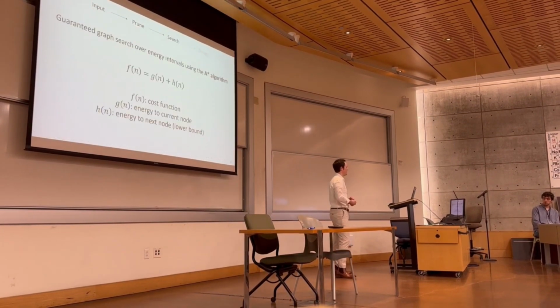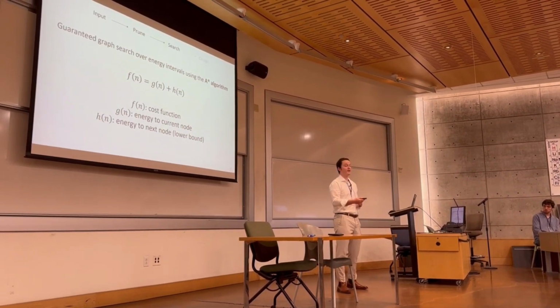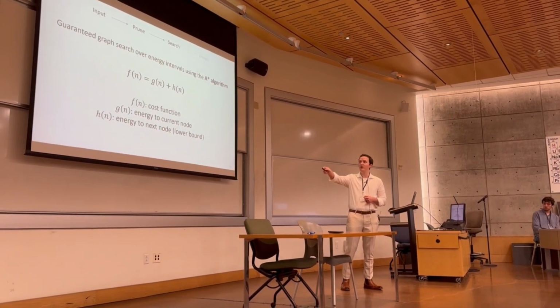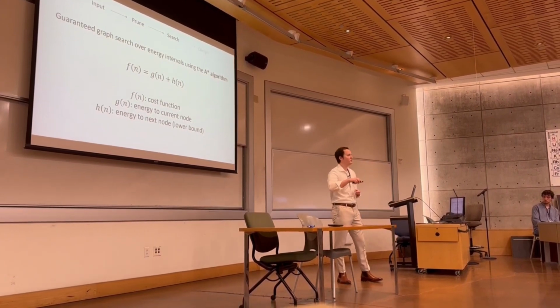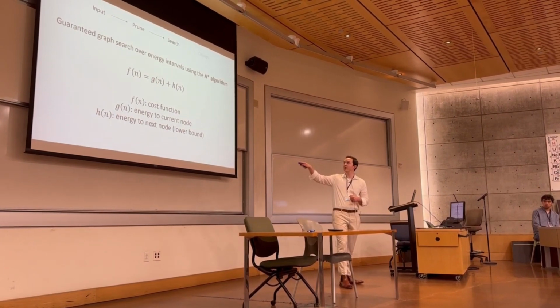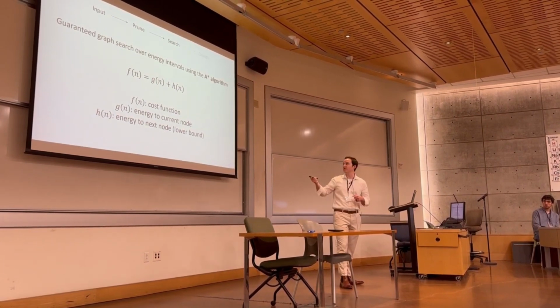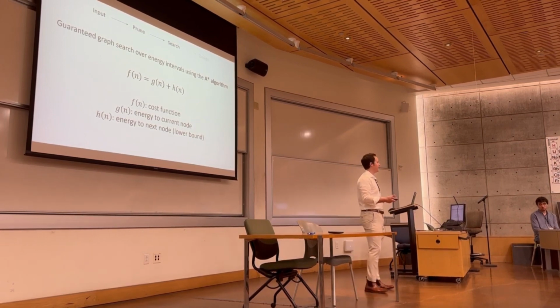We do that using the A-star algorithm. So we're enumerating over energy intervals using the A-star algorithm. You can look at our cost function here. We have f of n, which is our cost function. Each of these nodes is actually a sub-conformation space. That's going to be the energy of the current node, and then we have our h function, which is the energy to the next node. And because we've already ordered the conformation space using dead-end elimination, this is an admissible heuristic.